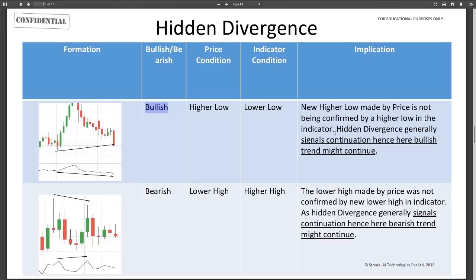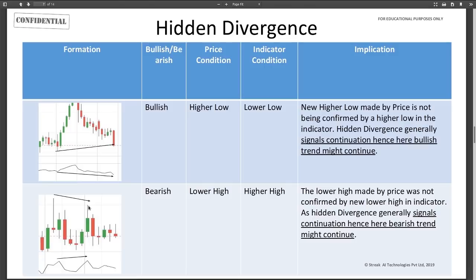Okay, so this basically shows, remember, in hidden divergence, price showcases the ongoing trend, not the indicator. So the divergence generally signals continuation, hence the bullish trend might continue. Because this is a bullish divergence which has formed, the bullish price trend might continue going forward, whereas a bearish hidden divergence looks something like this, where the price has formed a lower high.